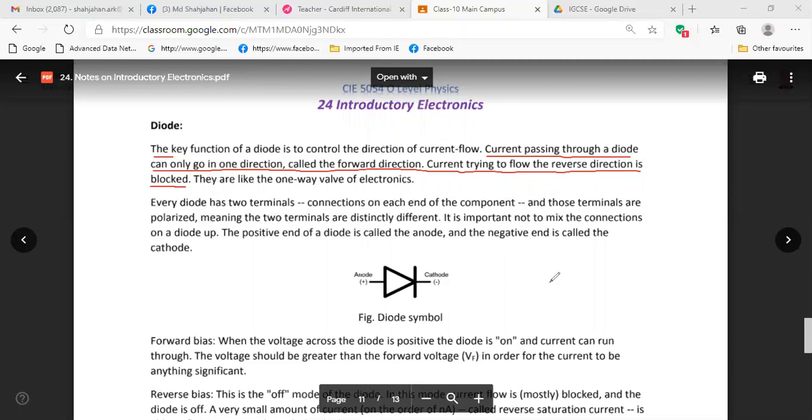So in O levels, we are actually not going for more detailed discussion about the diode. We only need to know two more things: forward bias and reverse bias. When it is forward bias, current can flow through the diode. If it is reverse bias, then current is blocked. So that one we are going to understand now.